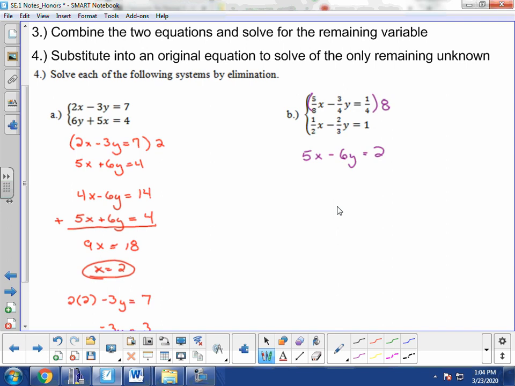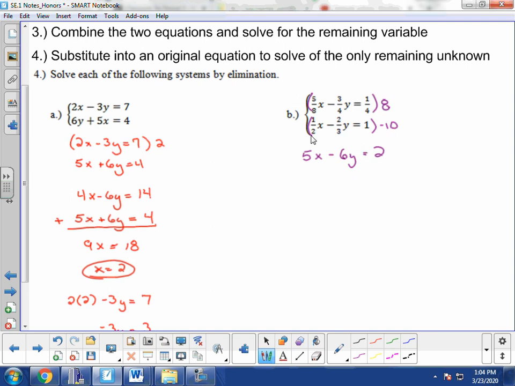Let's go ahead and just do the x's because the x's are easier here. So what would I multiply 1/2 by to give me negative 5? Should be negative 10. So I'm going to multiply everything here by negative 10. It's going to give me a fraction, but one fraction is not bad.